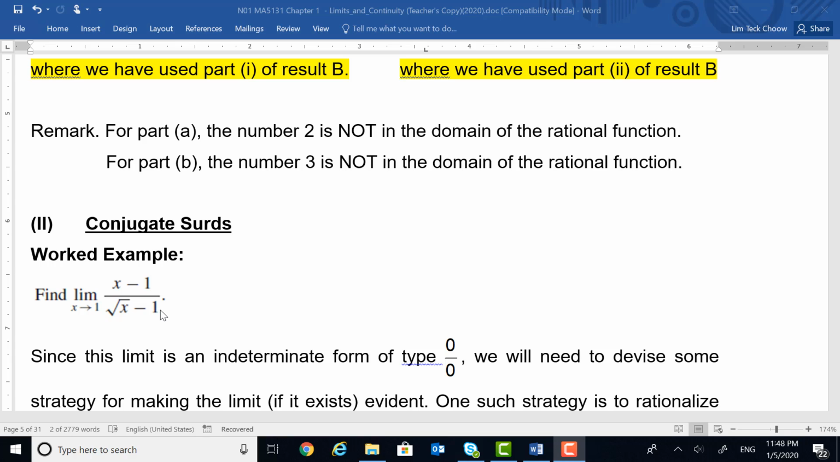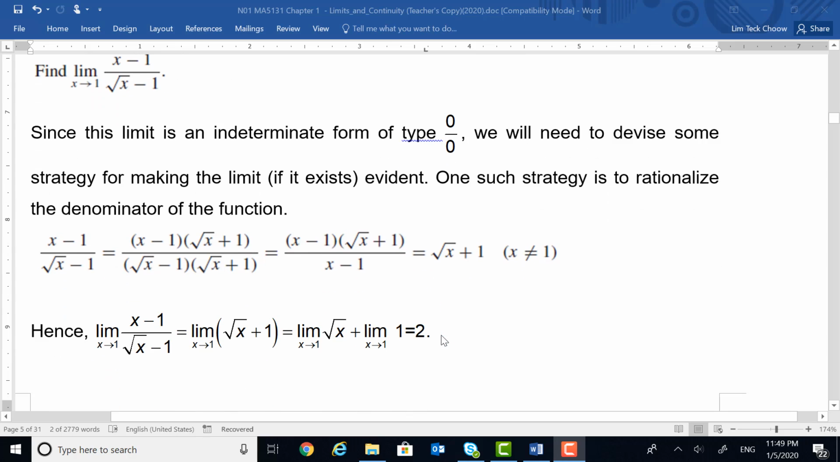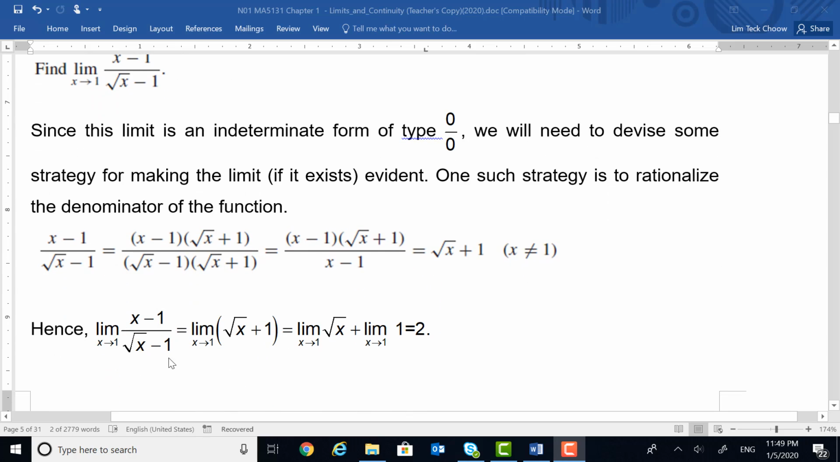So when that happens, one possibility of resolving such a limit is to use what is called the conjugate. Root x minus 1 has a conjugate of root x plus 1. So what you can do is multiply this to the top and bottom, resulting in this expression. Now, as long as x is not 1, these two numbers can be cancelled off. I'm left with root x plus 1. And then to evaluate this limit, when x goes towards 1, I get 1 plus 1, which is 2.